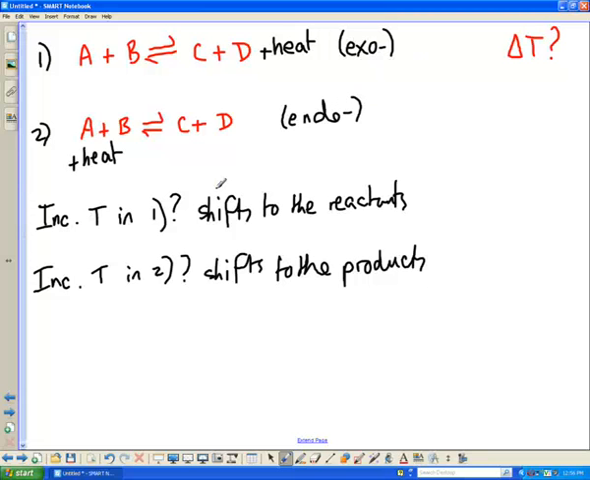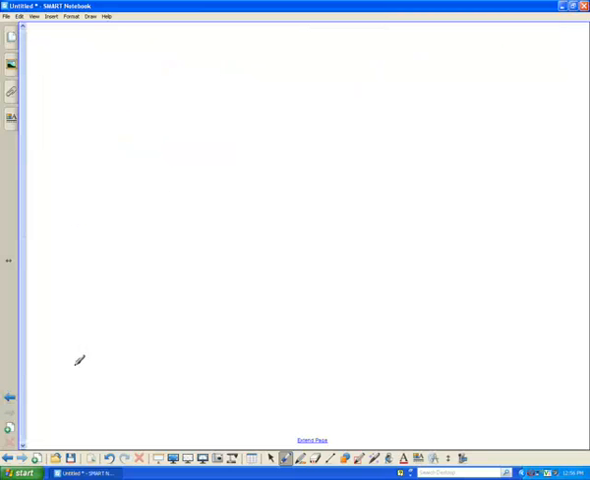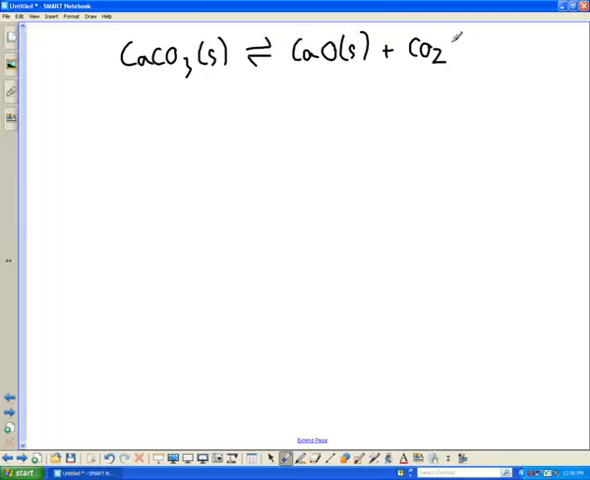Alright. Okay, let's just do one overall example before I finish. I'm going to write out one more equilibrium here. I'm going to introduce a couple of things. There is an equilibrium that exists between calcium carbonate and calcium oxide and CO2. And I'm going to ask you, what is the effect of making the following changes? Okay, so the first one.